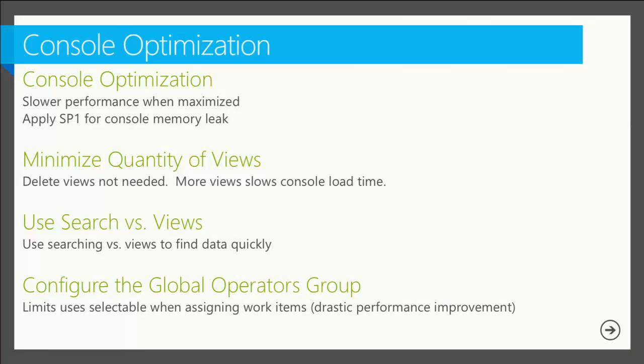Also configure your global operators group, particularly in big environments. If you have more than, I'd say, 10,000 users, your global operators group is going to drastically change the way in which your picker works. When you go to do assignments, if your global operators group has just the users, maybe 1,000 people on your help desk, that's going to provide a drastic performance improvement when you're using the picker.